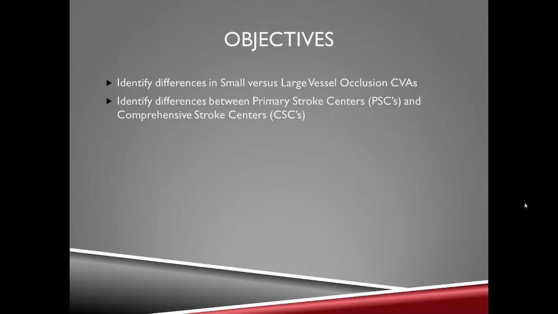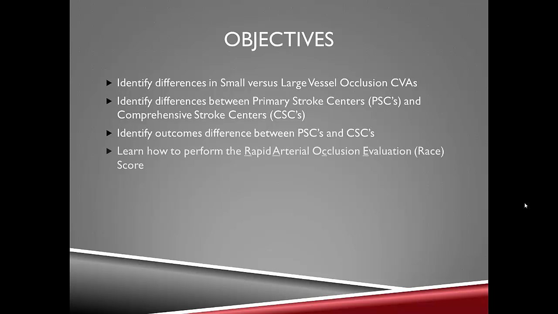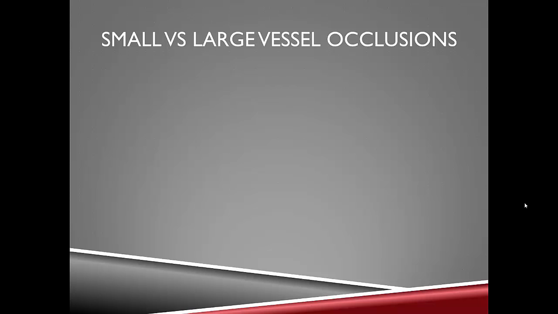First, we're going to go over our objectives. There will be 4 of them. The first one is identifying the difference between large and small vessel occlusions. The second would be identifying the difference between a primary stroke center and a comprehensive stroke center. Third would be identifying the outcome differences between a primary stroke center and a comprehensive stroke center. And last, learning how to perform the Rapid Arterial Occlusion Evaluation, or RACE score.